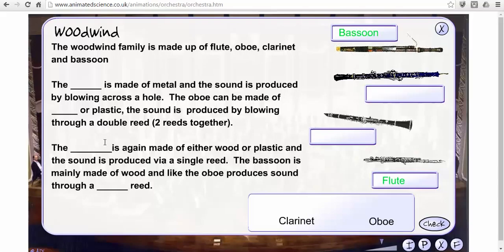So here they would talk about the woodwinds, and it would talk about what makes up the woodwind section. And then it also talks about other different things about these instruments.